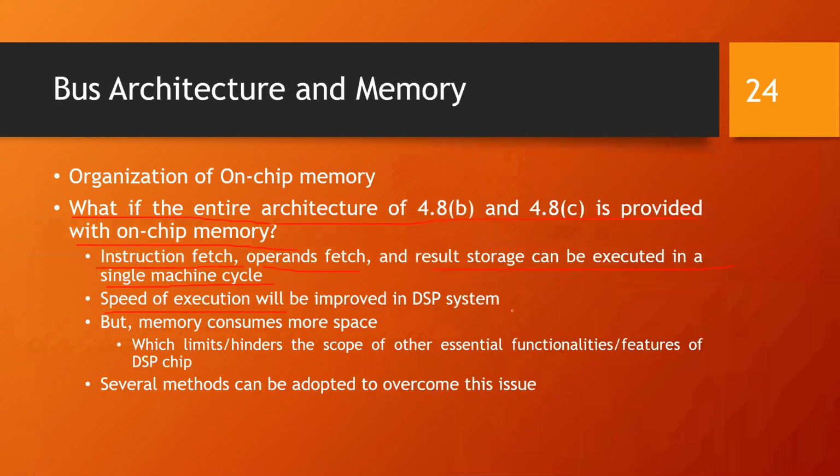So speed of execution can be increased, but what happens to the memory? Memory will consume more space, which hinders the scope for the other functionalities which have to be put on the DSP. For example, I want to put in even a MAC unit along with a barrel shifter and all. If I am consuming more space for memory itself, then the other functionalities will be hindered. That is what they want to specify here. Several other methods can also be used to overcome this issue.